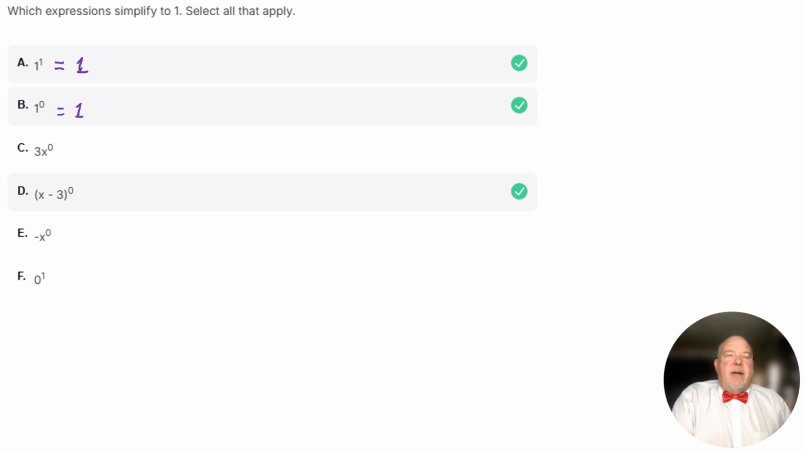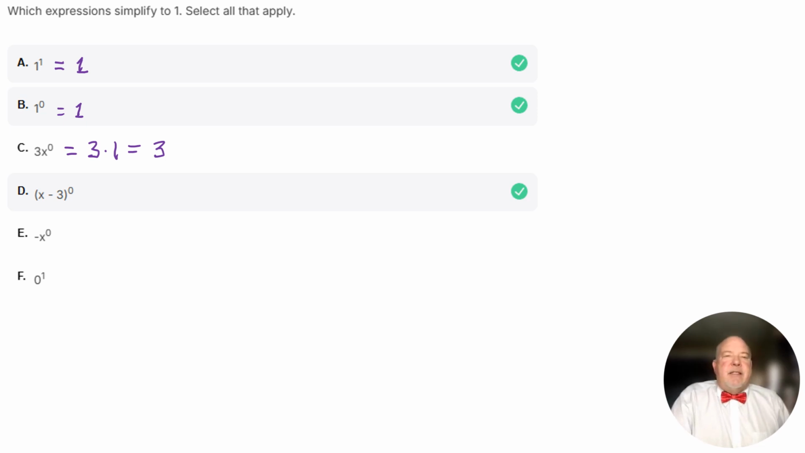Now C is one that a lot of my students have trouble with. You've got an exponent of 0, so you're like, oh, well, it's just like B, it's equal to 1. But the problem is the exponent of 0 is only on the x. It's not on the 3. This 3 and this x are not connected together. That's just 3 times x to the 0th power. So x to the 0th power is 1, and this becomes 3 times 1, and then 3 times 1 gives you 3. So that one is not equal to 1.